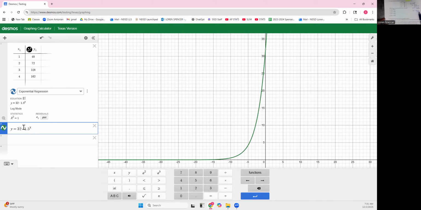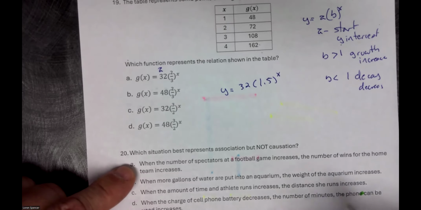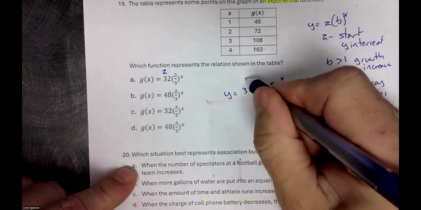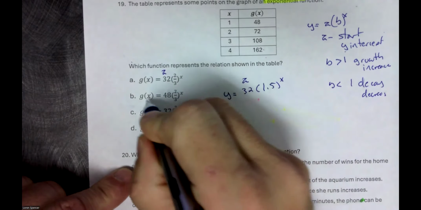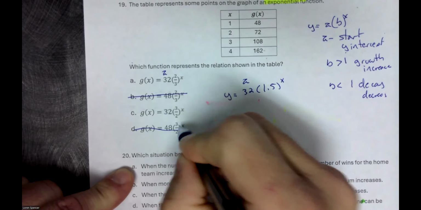And if we notice, we have y equals 32 times 1.5 to the x. So I'm going to write that down. y equals 32 parentheses 1.5 raised to the x power. And now we're going to go back and look at our sheet and see if we can figure out our answer. So right away, we know a is 32. So that gets rid of this one and this one.